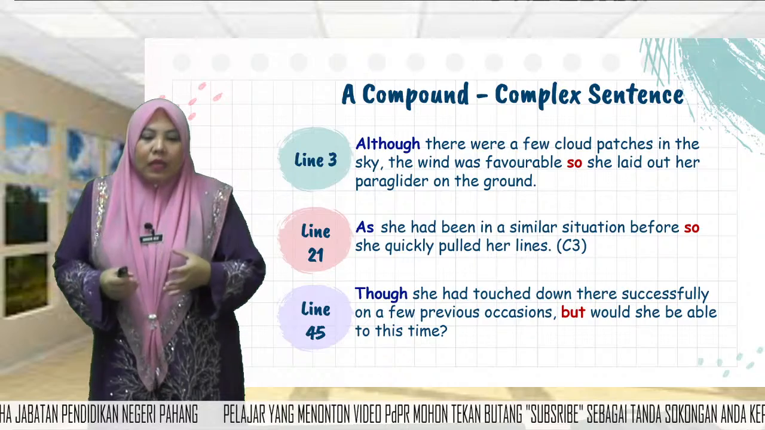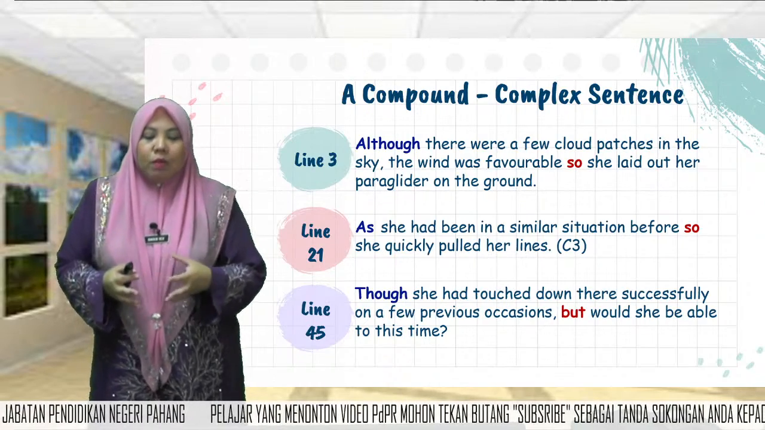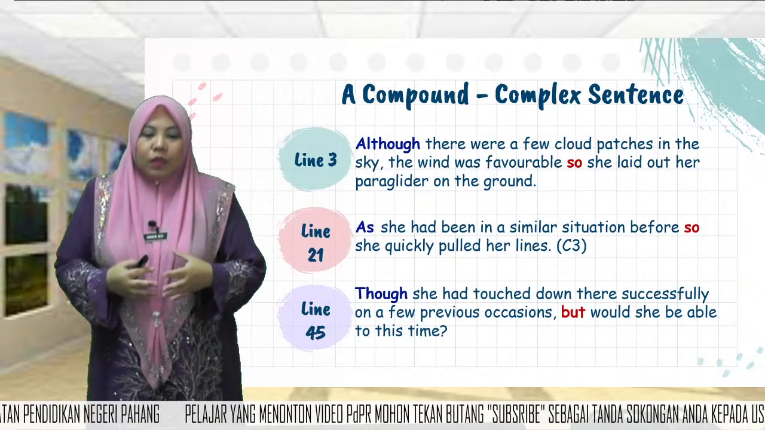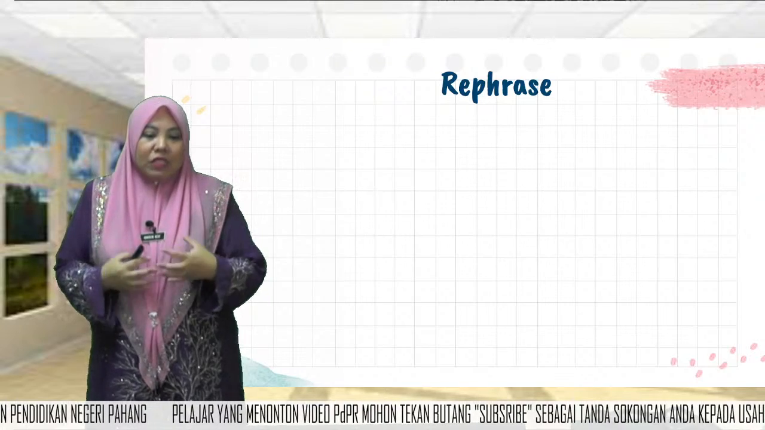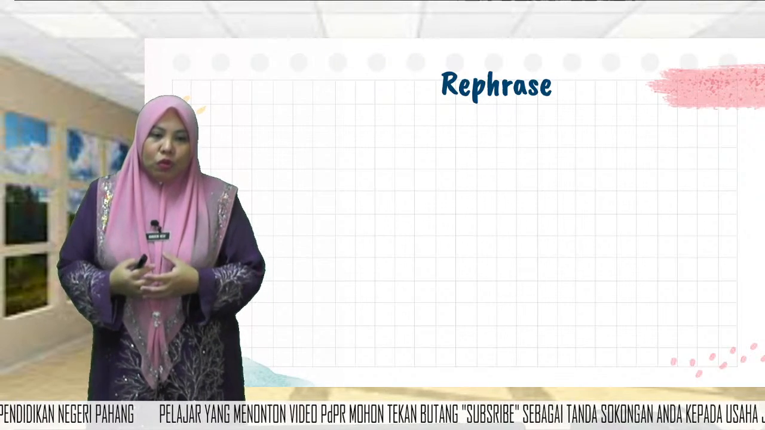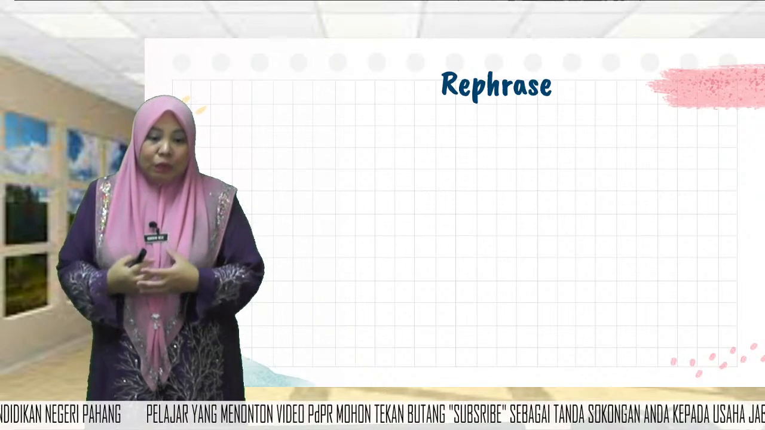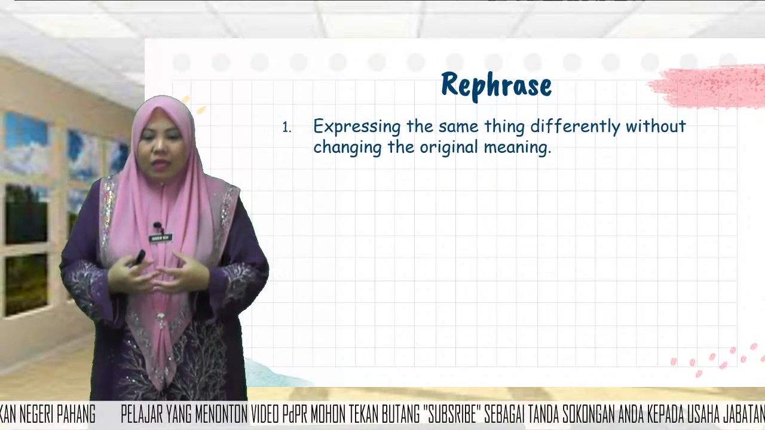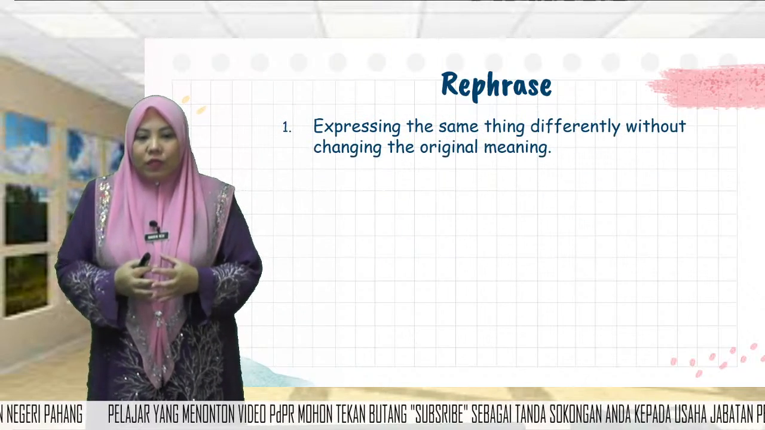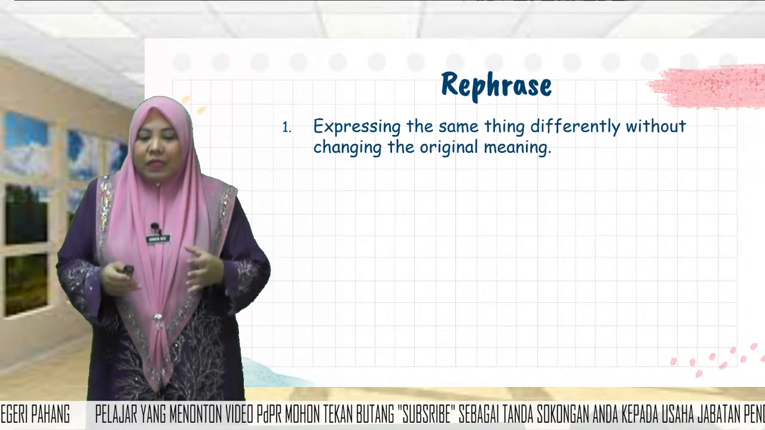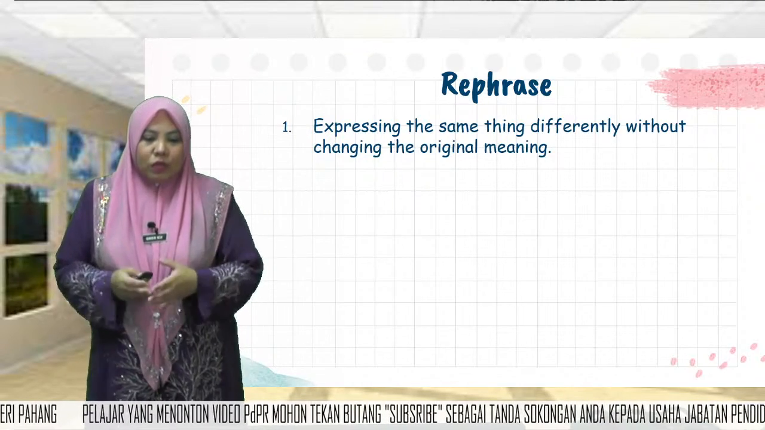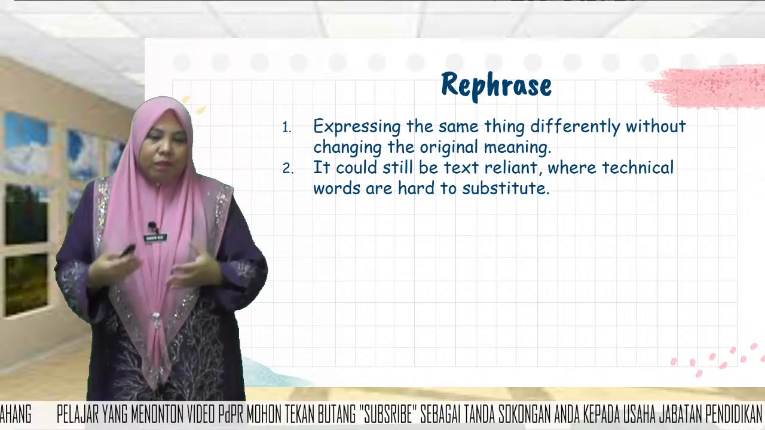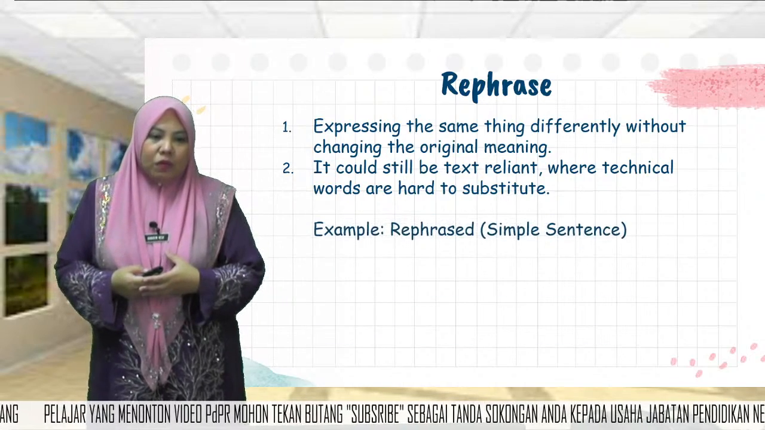Okay. Now that you know the sentence types, it will be much easier to understand how to rephrase the sentences. Remember earlier I mentioned in the mark descriptor that rephrasing will help you to score high marks in your summary in language. So rephrasing is basically expressing the same thing differently without changing the original meaning. It could still be text reliant where technical words are hard to substitute. So if you find that words are difficult to substitute or replace, just maintain the same word in your summary.